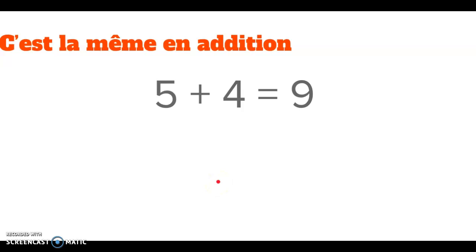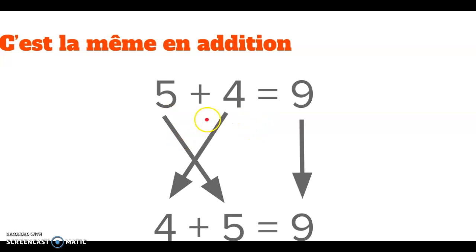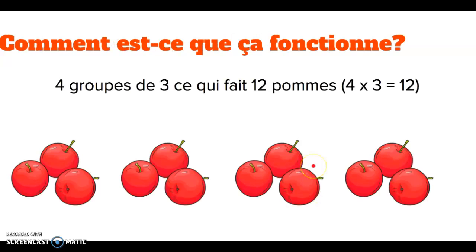It's actually the same thing in addition, and we've already seen that before. So we know that 5 plus 4 equals 9. You can change the order of the first two numbers in the addition question. So 4 plus 5 also equals 9, but the 9 does not change. So I'm going to show you how that works using our two different methods.